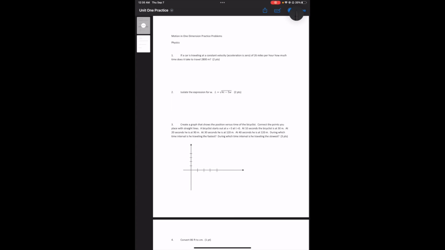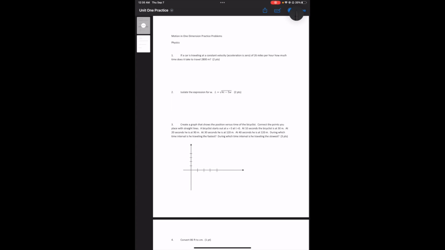Today we're going to be going over the Unit 1 practice guide. This PDF can be found on Physics Guide. It can also be found on Dr. G's Classroom along with the answer key, so you can reference that as well. Alright, let's jump straight into it.